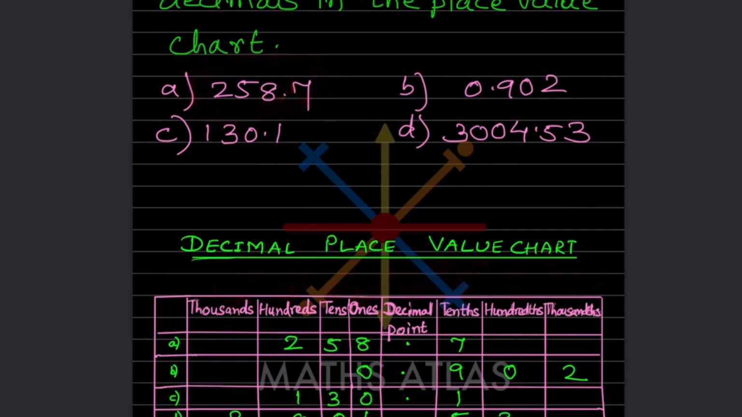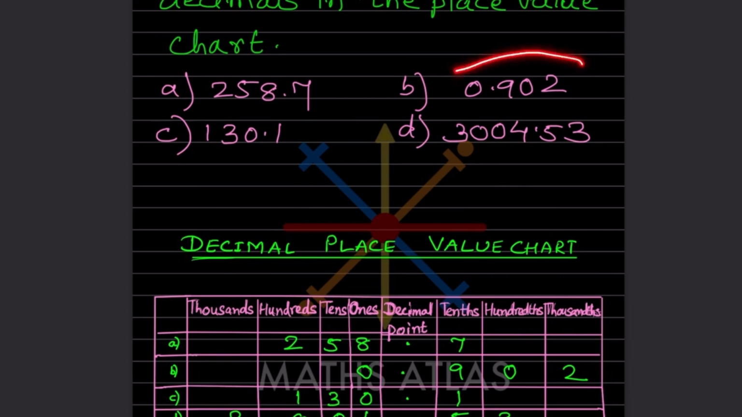So now look at the first problem, 258.7. The point is here, so I'll write the point here. Before that is 258, so let me go backwards: 8, 5 and 2. So 258. And 0.7 means after the point, here 7. When you write it this way, things are very clear.